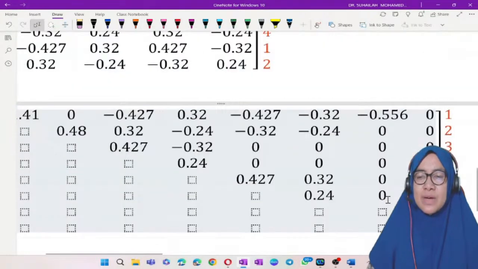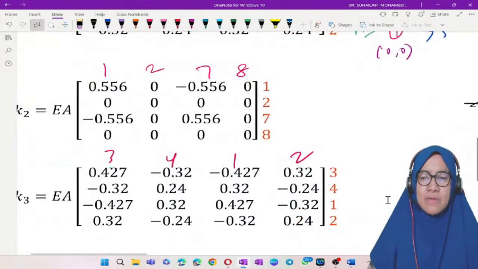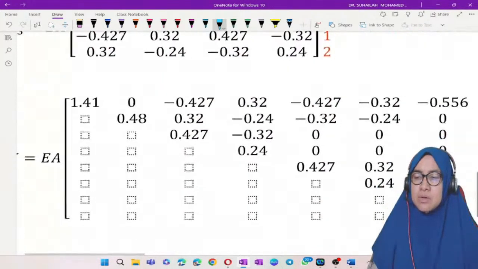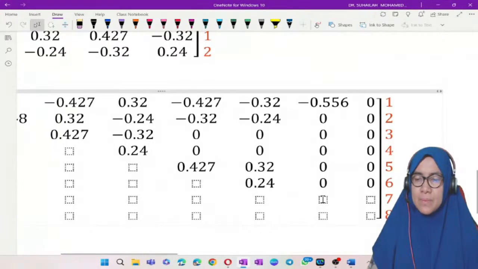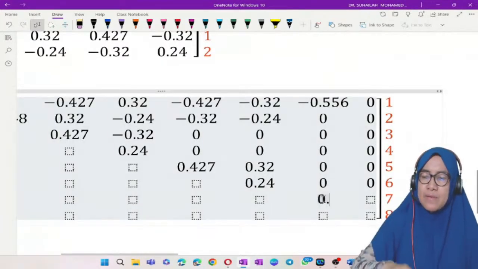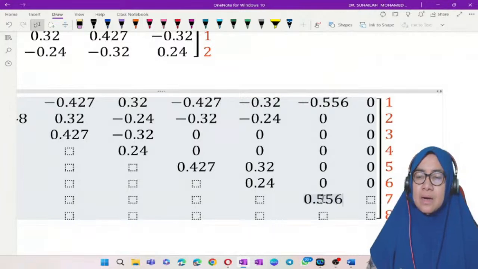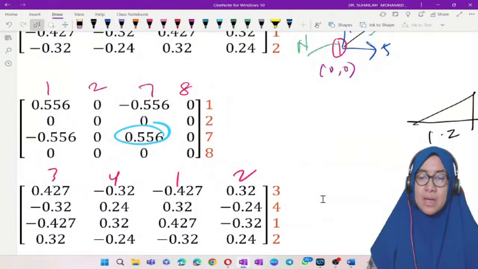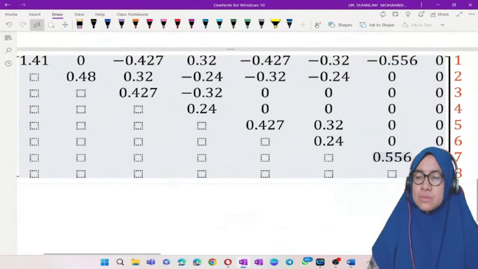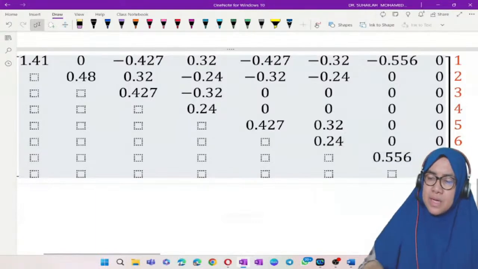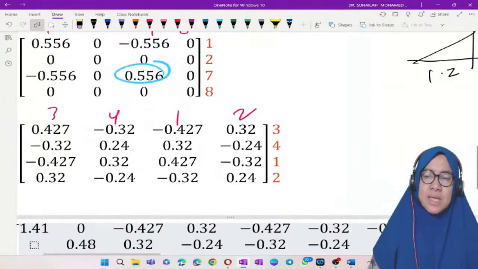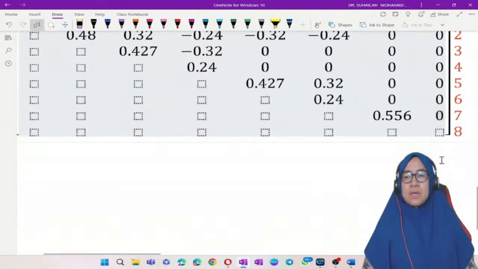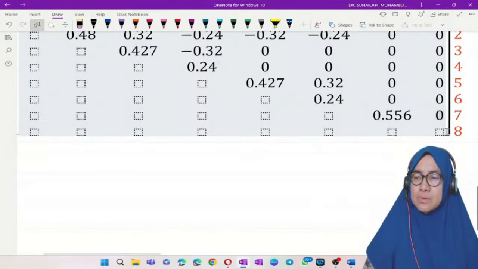Okay, 7,7. 7,7 is inside K2, 0.556. And 7,8 is 0. And lastly is 8,8. 8,8 is 0.